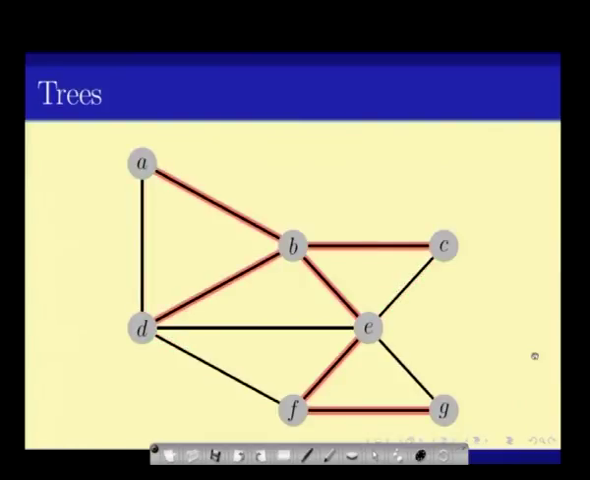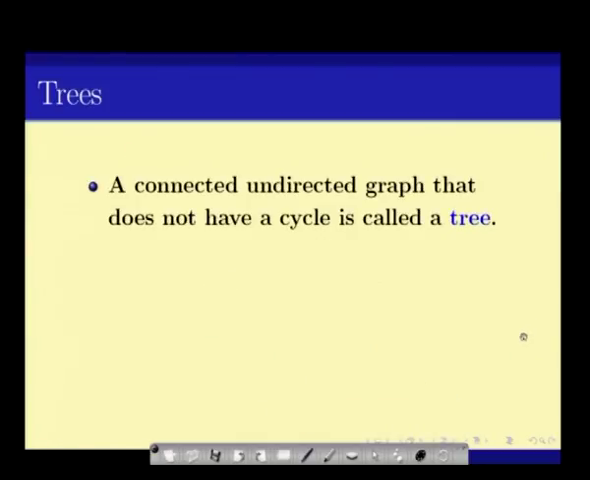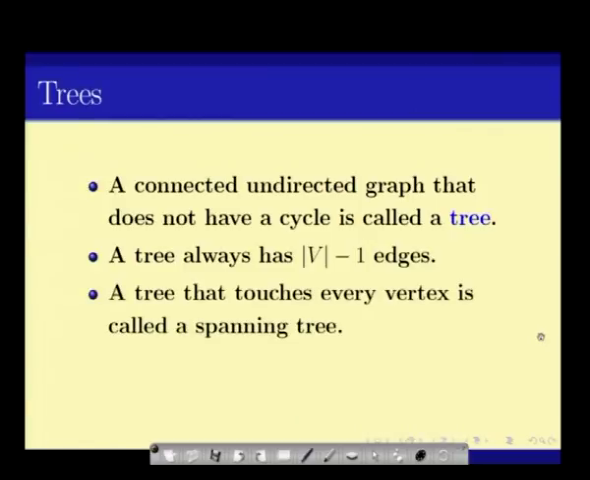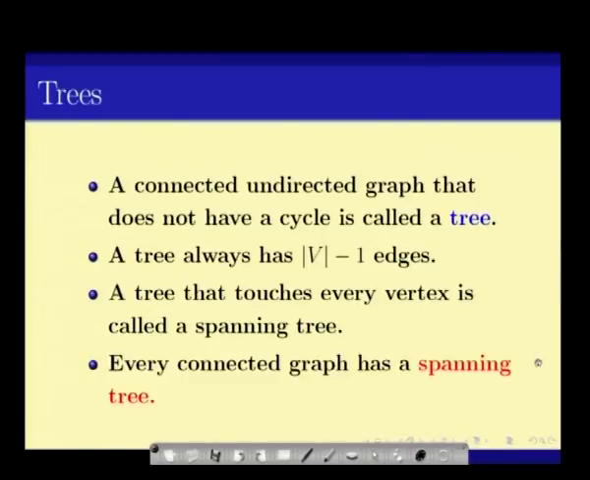Similarly, this is another tree, and note that this tree touches every vertex. Even if you just look at the red edges only, even then this graph will be connected. So, a connected undirected graph which does not have a cycle is called a tree. A tree always has v minus 1 number of edges. A tree that touches every possible vertex is called a spanning tree. Spanning trees are very important objects again, which help us to understand how the graph looks like. And it turns out that every connected graph has a spanning tree.